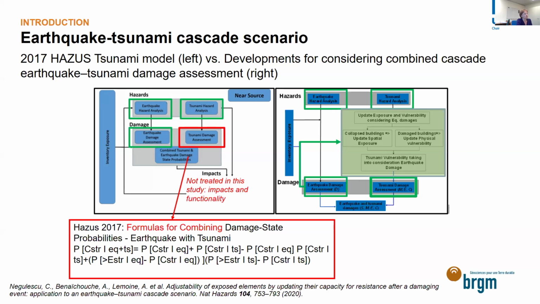The first is related to the collapsed buildings. In this case, we no longer have the collapsed buildings, and we consider an updated spatial exposure. The second way is considering damaged buildings. In this case, we are just assigning a lower resistance to these buildings for the second hazard that impacted them. And then we have tsunami vulnerabilities taking into consideration the damage coming from the first hazard, the earthquake.